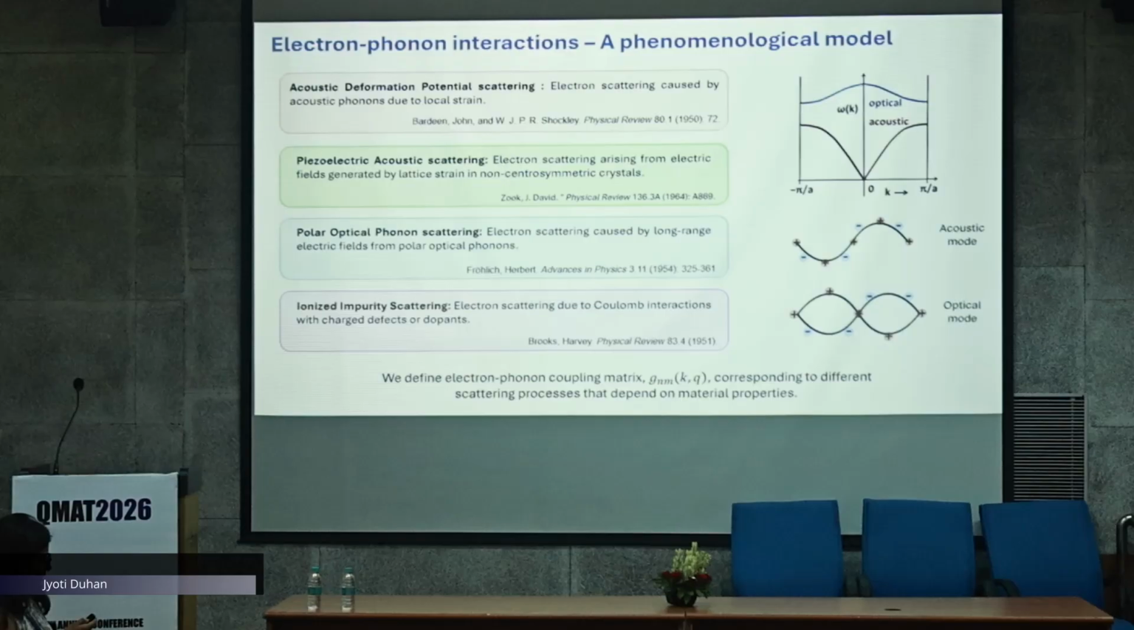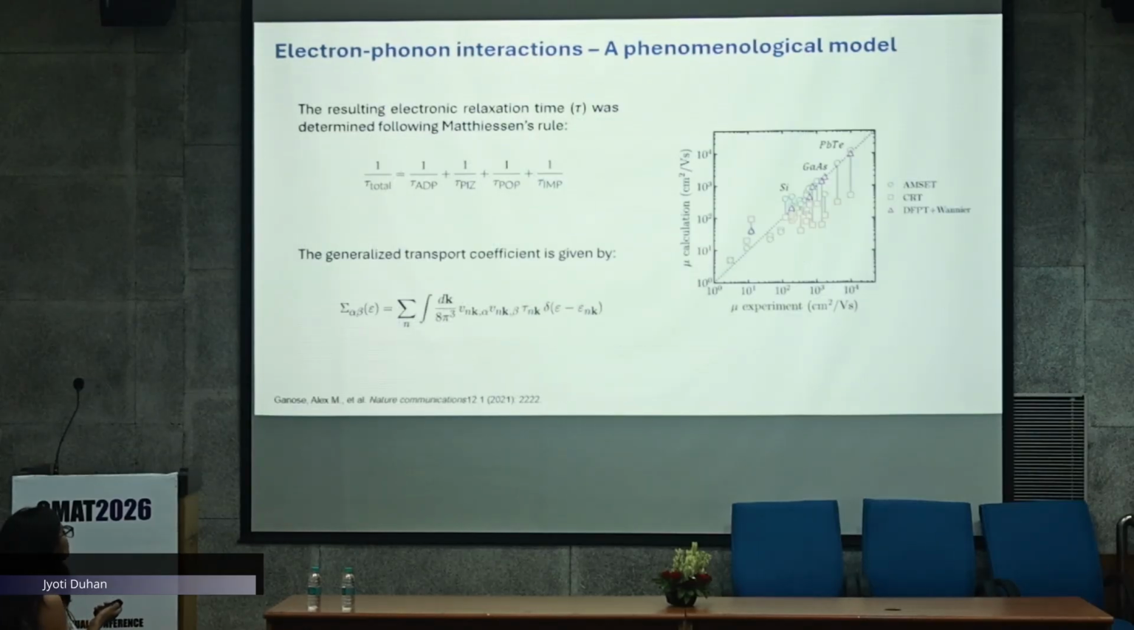So we define different models for these possible scatterings, and we define the model in such a way that the electron-phonon coupling matrix corresponding to these scatterings is dependent on material properties, like the dielectric constant or the elastic constant, and these are not computationally that expensive to calculate in DFT. Then from that electron-phonon coupling matrix we will get the scattering rates, and using Matthiessen's rule we can get the total scattering rate from all 4 possible scatterings, and correspondingly we can get the transport coefficient, which is dependent on the scattering rate and the velocities.